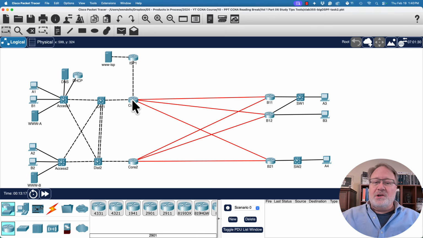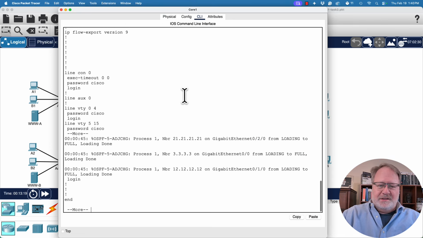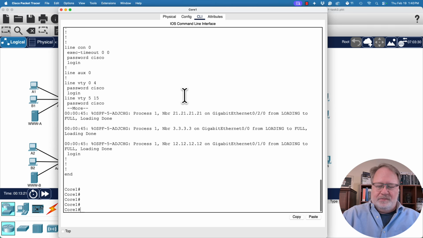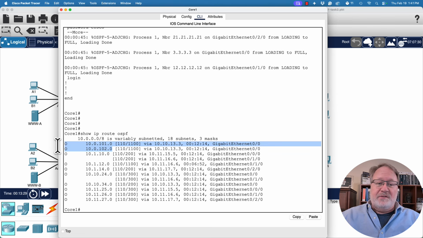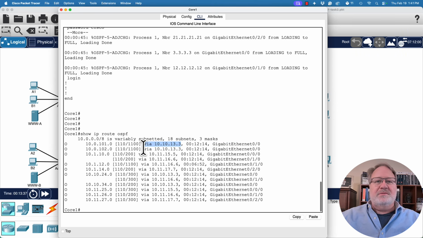Next, let's take a look at Core 1 for a moment. And let's look at the routing table here. Show IP route OSPF. And I'm going to dig down a little bit and first look at these two subnets that are on the far left, the two that exist on VLANs 101 and 102. And notice here, it's just one route. It points from Core 1 down to Dist 1. It's really the only path that makes sense there.